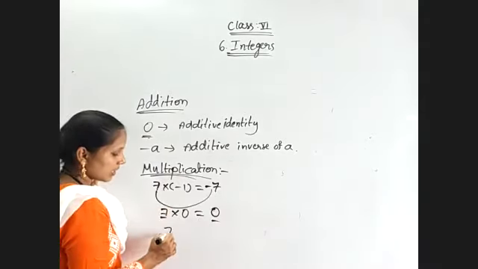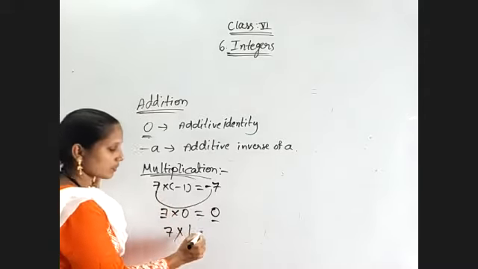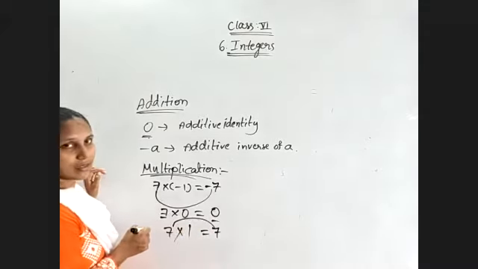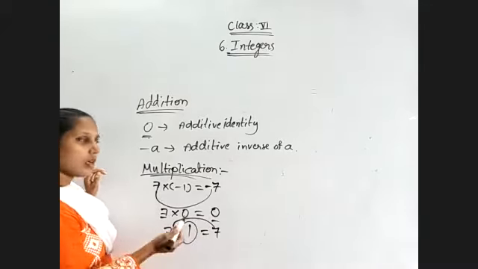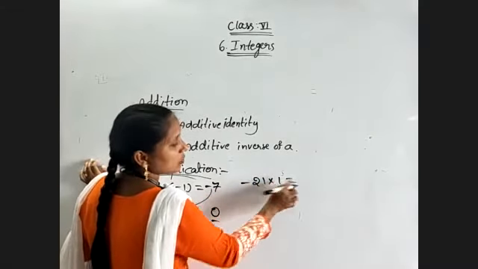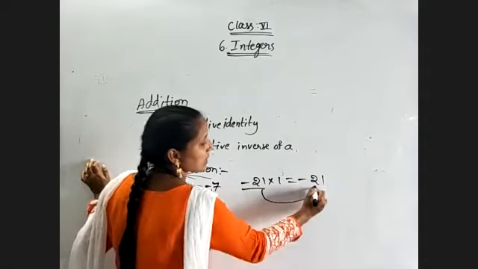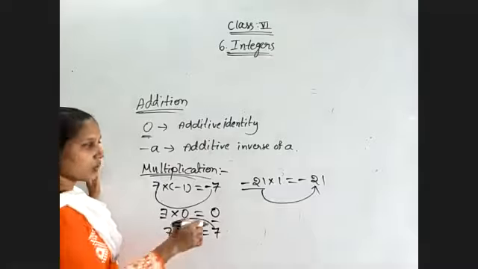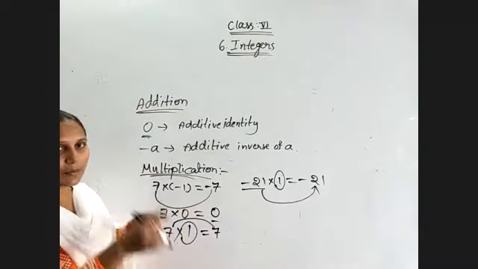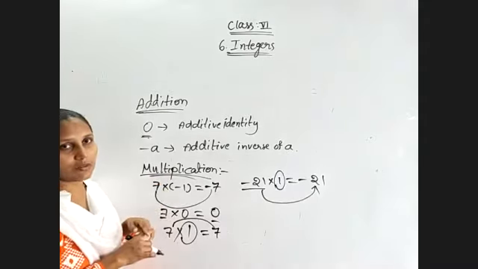Now coming to 7 into a positive number. The first positive number is 1. 7 ones are 7, I am getting. The same number I got as the result when I am multiplying with 1. Apply for other numbers also, minus 21 into 1. So minus into plus is minus, 21 ones are 21. Same number I am getting as the result. So when you are multiplying any number with 1, you are getting the same number as the result. That means the multiplicative identity is 1 for integers.